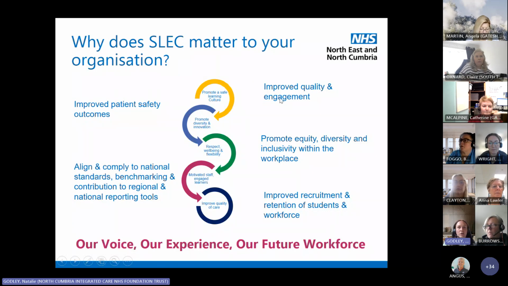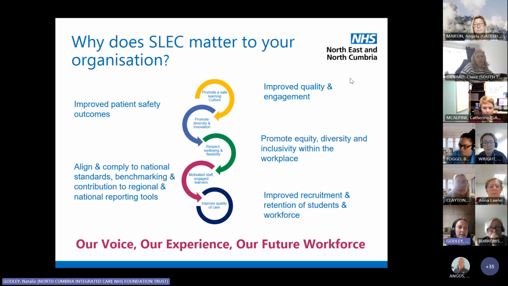Okay, so why does SLEC matter to your organisation? The main aims of the SLEC project were to advance high quality learning environments and to strengthen the workforce. And we know that if we can improve the environment for the learners, number one, we hope that they stay within their professions and strengthen the workforce, but two, that we enhance the environment for our registered members of staff also. And we also know that if our learners are in an environment where they feel safe and supported, it will improve patient safety too.